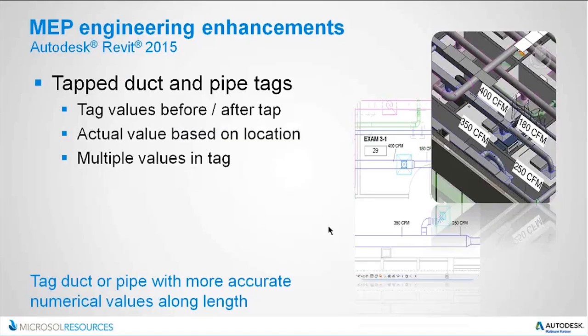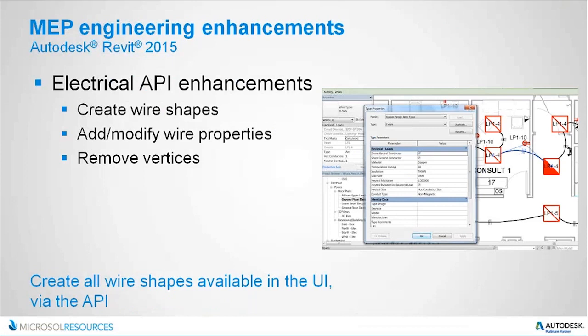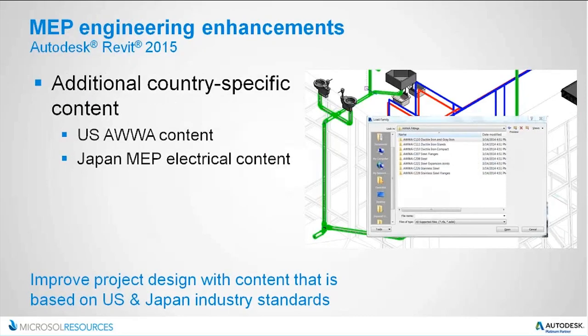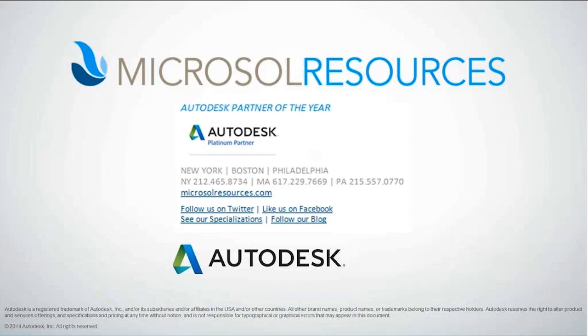Sorry, electrical folks. What you've got as far as enhancements on the electrical side is now you can create wire shapes, you can modify wire properties, and you can actually remove the vertices very easily. So that's the extent of what they've done for us on the electrical side. And the second to the last slide, I believe it is, well, technically it's not the only electrical improvement or enhancement that they've made unless you're in Japan. So if you have a need for Japanese electrical content, you can now get that, and you also have the ability to get the AWWA content for the U.S. That used to be a subscription-only add-in in the 2012 versions. Now they've kind of rolled that in, so you do have that content. So there is the extent of my slides.